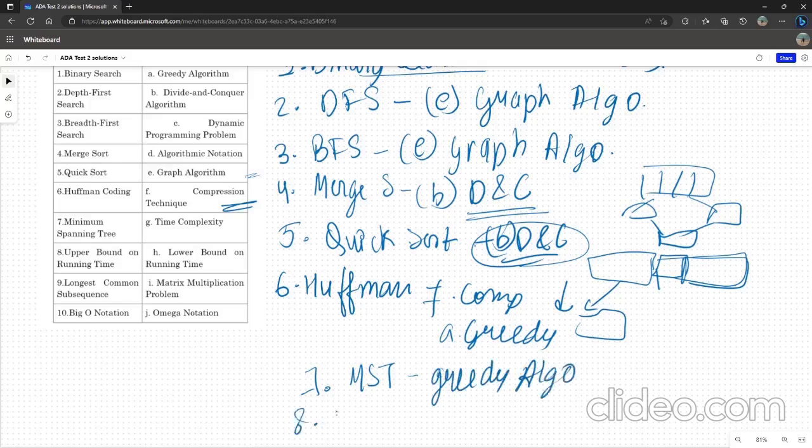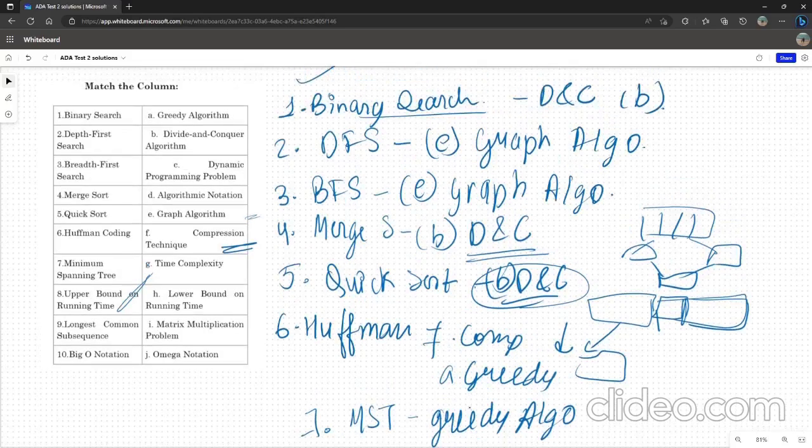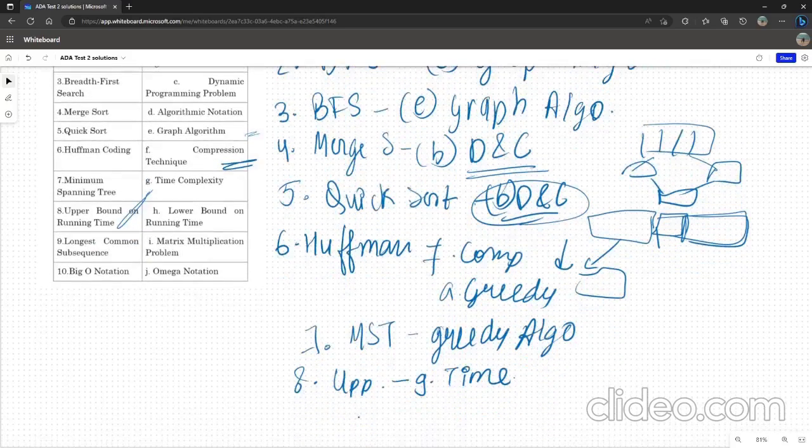Next we have what is the upper bound time of running. Upper bound of time is a time complexity. So we can say it is a time complexity. Or if we have the big O, we don't have big O on that side.